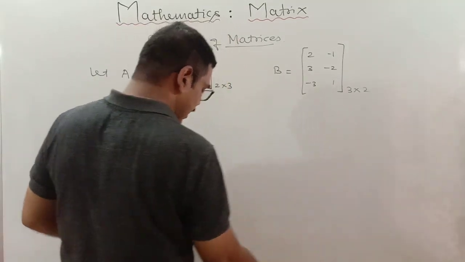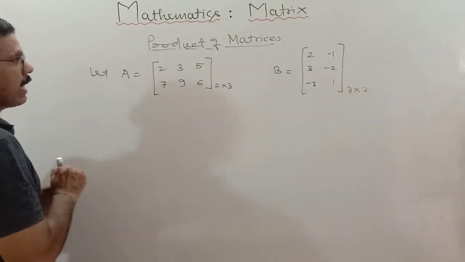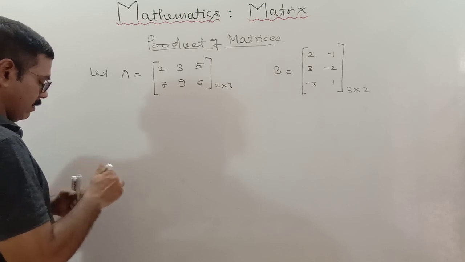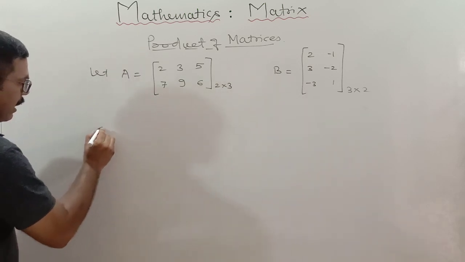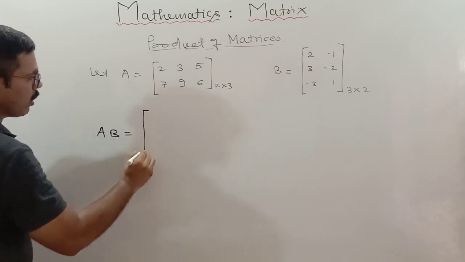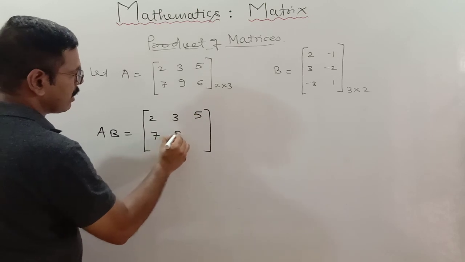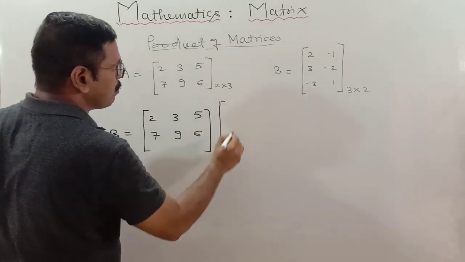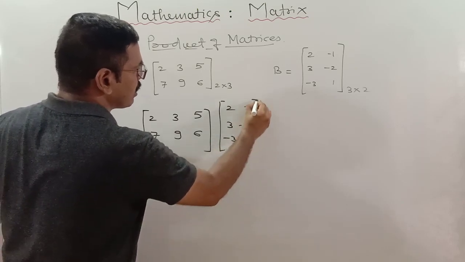Okay, so now we are just multiplying the given matrices. अब हम multiply करके देखते हैं. बड़े गौर से देखिएगा how to multiply the matrix. A cross B. We are just writing A and B closer. AB is equal to A, which is [2 3 5; 7 9 6], and B is [2 -1; 3 -2; -3 1].